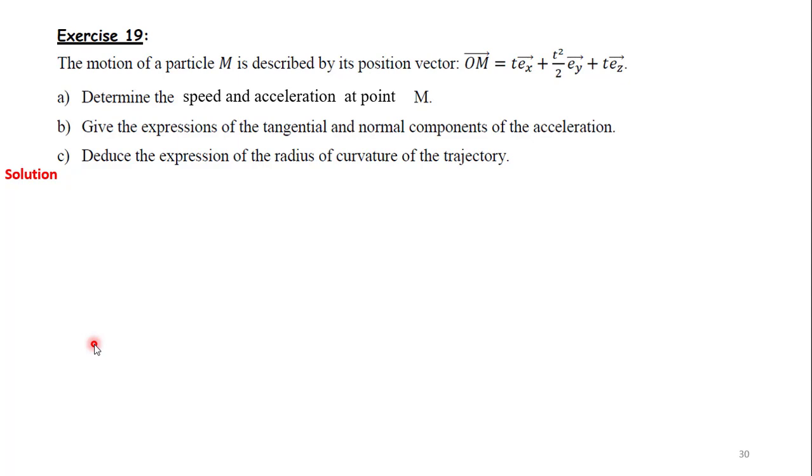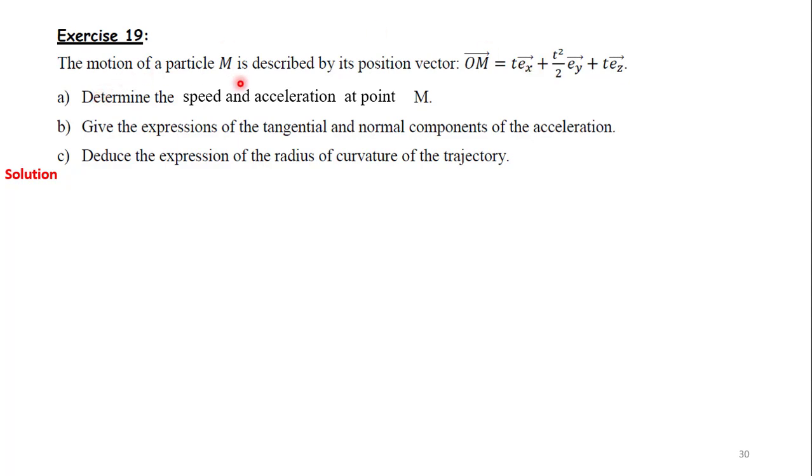Let's solve now exercise 19. The motion of a particle M is described by its position vector OM in the Cartesian coordinate system. It's equal to t ex plus t squared over 2 ey plus t ez. Now we can see that the unit vector ex is the same as i, ey is j and ez is k. Okay, this is another representation, but it's the same.